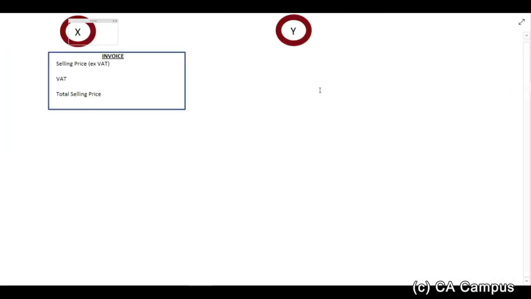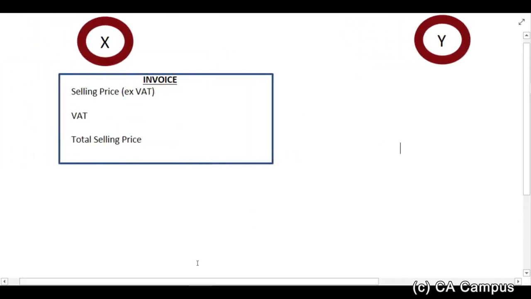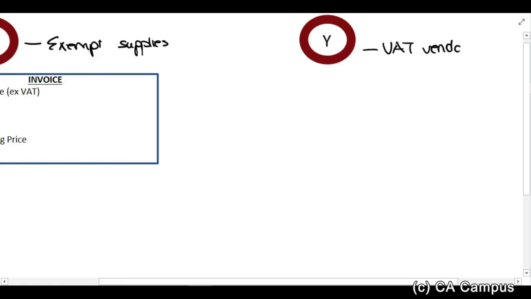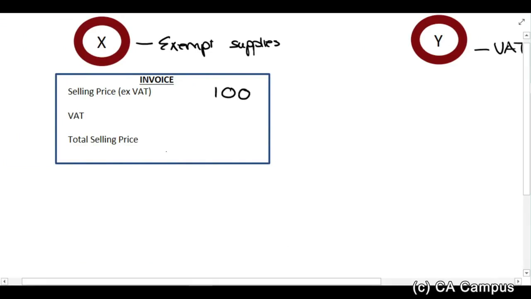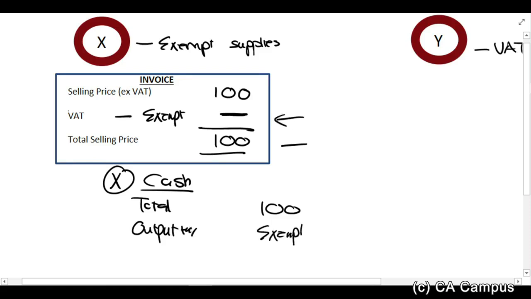Now, our next one that I want us to look at is where X makes exempt supplies and Y is a VAT vendor. Right? So X sells for 100 rands. VAT they can't charge because they're exempt. So that's 100. Okay. So X's cash flow, the total that they receive is this 100. Let's call it the same still. The output tax is that amount there, which is exempt. So the net amount is 100.